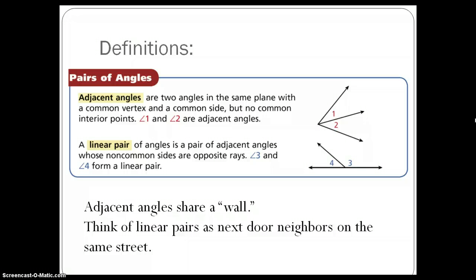Adjacent angles are two angles in the same plane with a common vertex and a common side, but no common interior points. Angles 1 and 2 are adjacent angles. You can think of adjacent angles as they share a wall, or the center ray. A linear pair is also a pair of adjacent angles. The difference is that the uncommon sides are opposite rays, and so they form a line. So these are next door neighbors still, but they're on the same street.